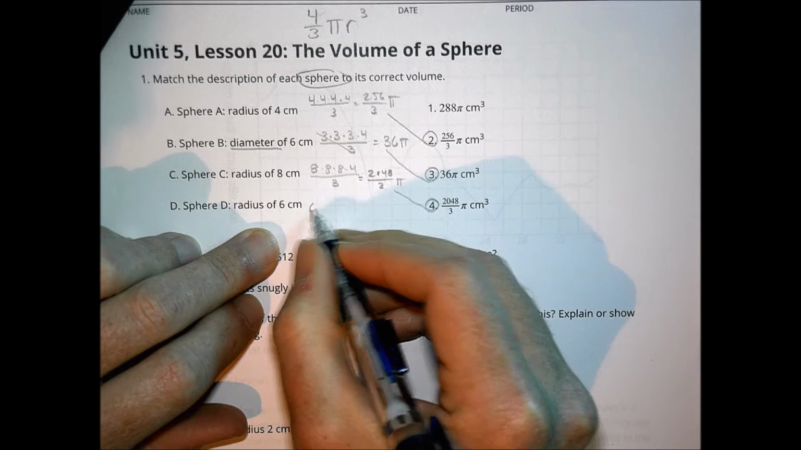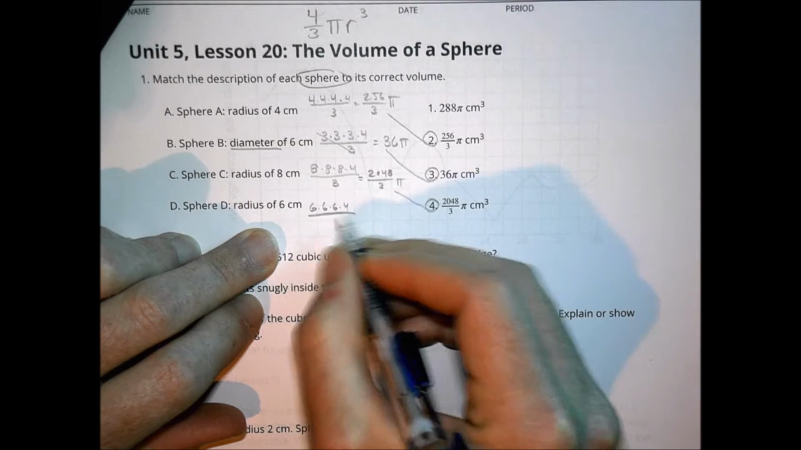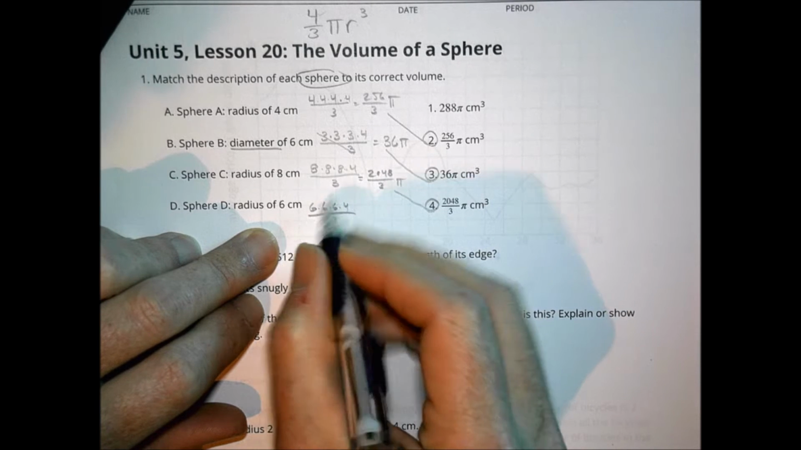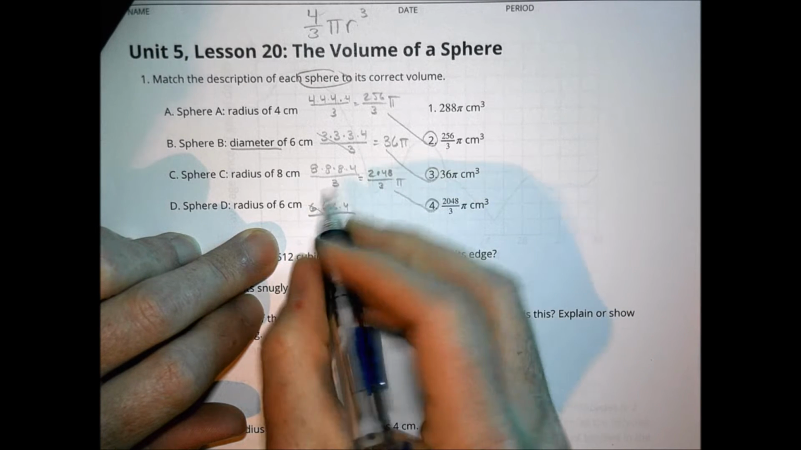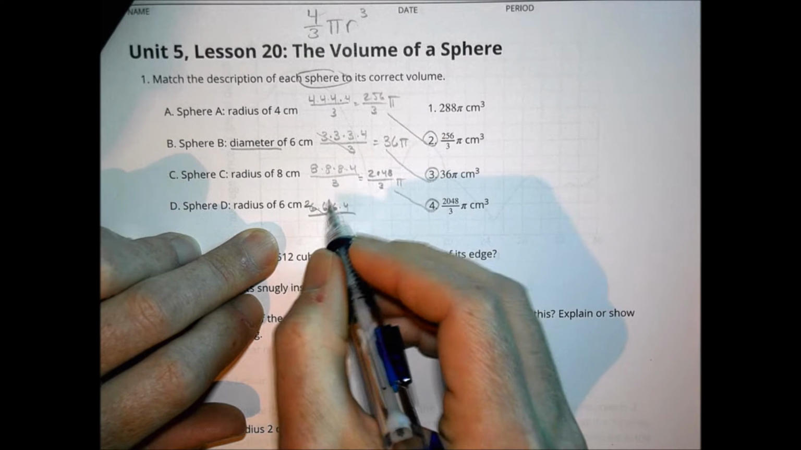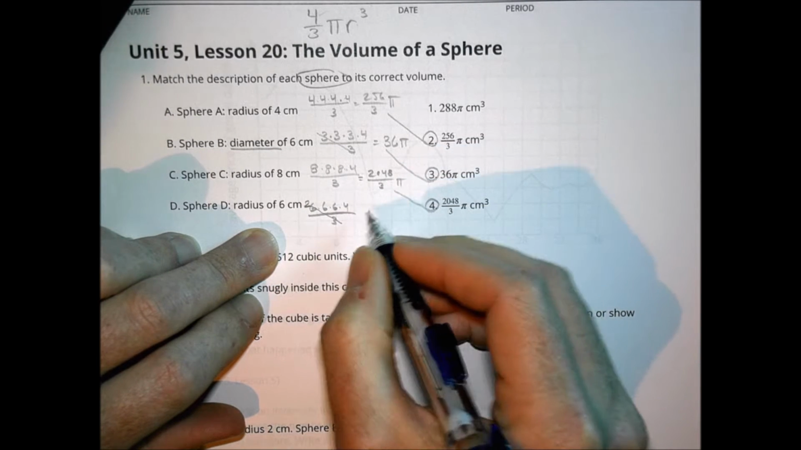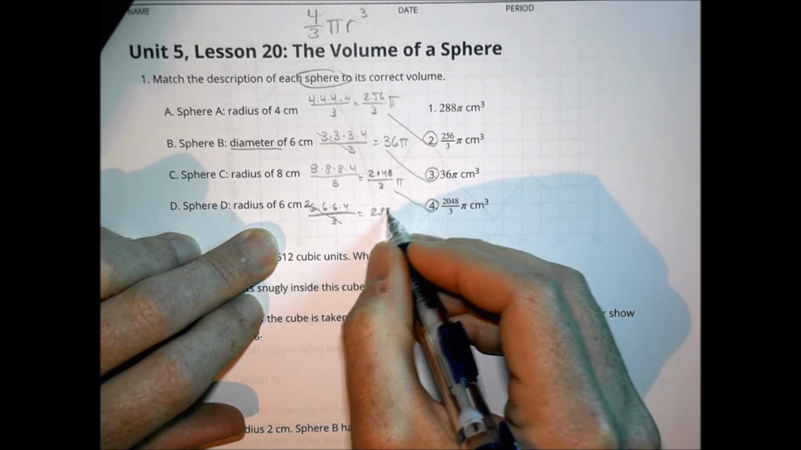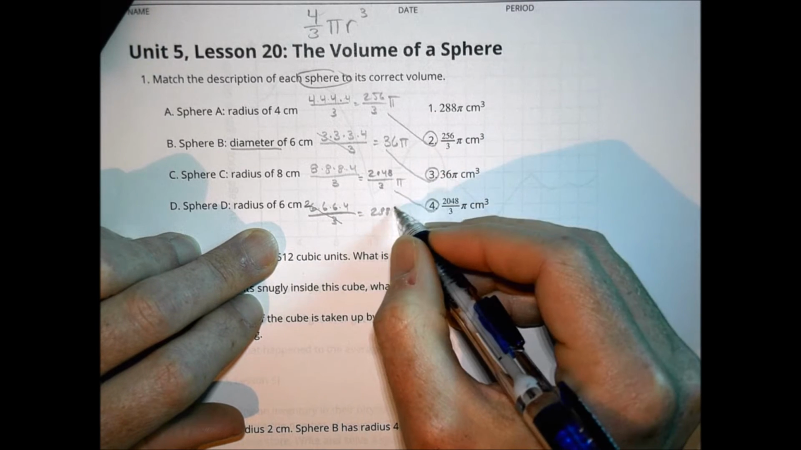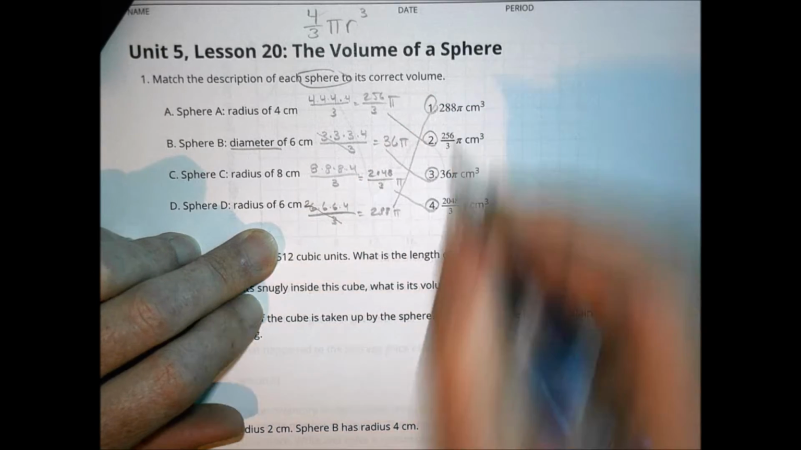And our last one, we have 6 times 6 times 6 times 4 over 3. This right here can be reduced, right, to a 2. So 6 times 6 is 36, and we do that times 8, and that's going to equal 288 pi, which matches this one up there.